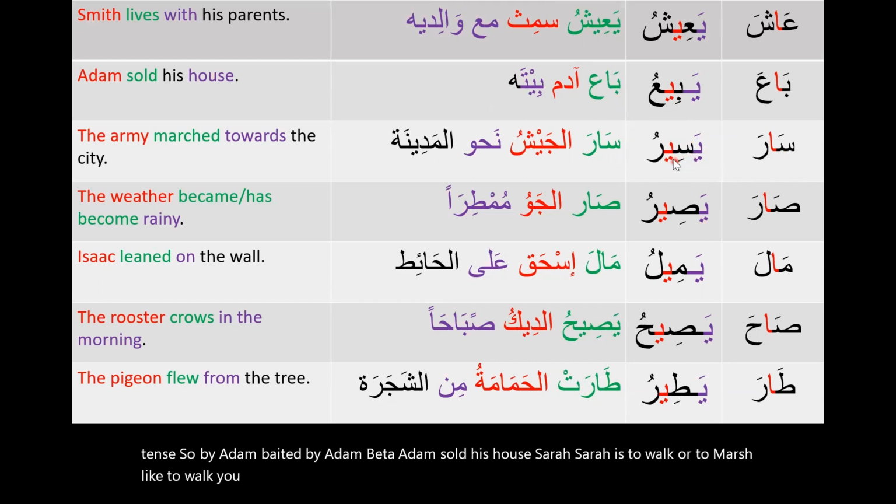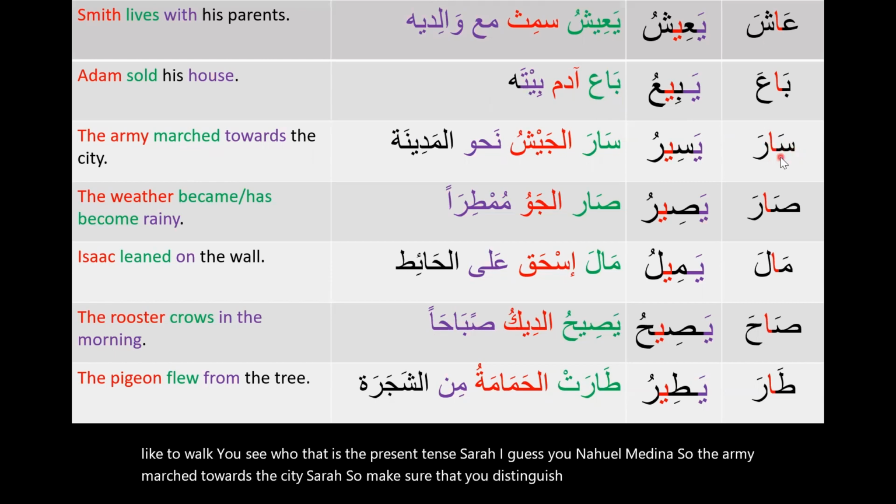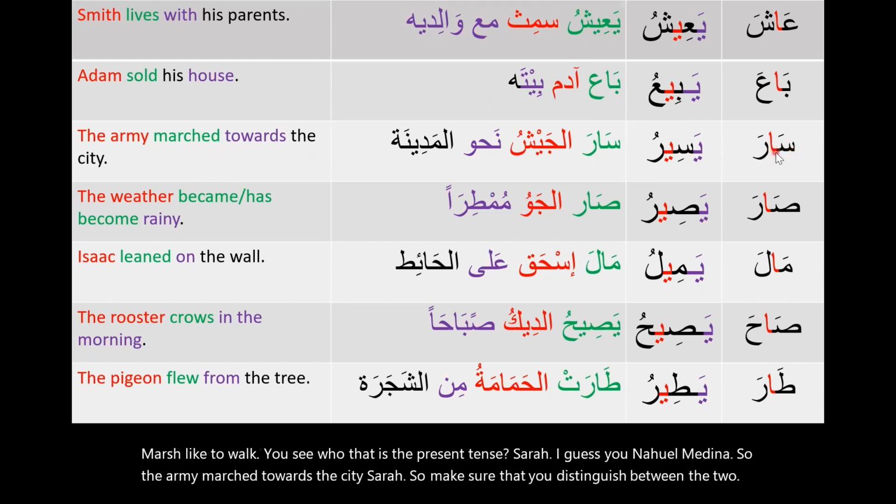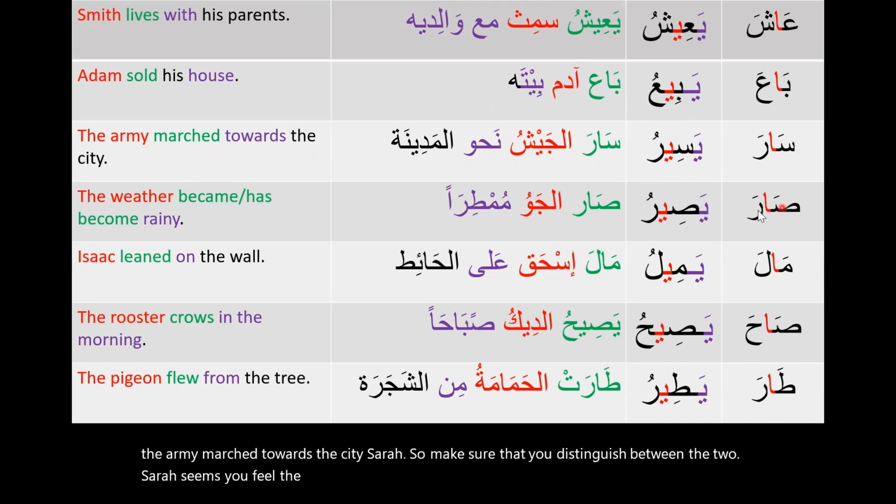يسير, that is the present tense. سار الجيش نحو المدينة. So the army marched towards the city. صار, so make sure that you distinguish between the two. Sara, sin, sa, you feel the air, and sara. Sara is to become. Yasiru is the present tense. Sara الجو ممطرا. The weather became or has become rainy.